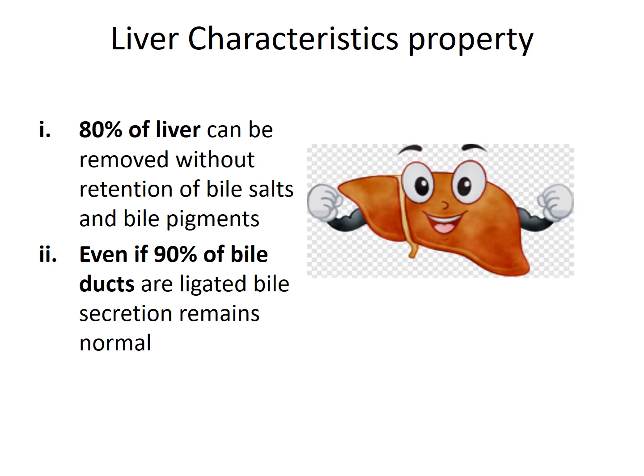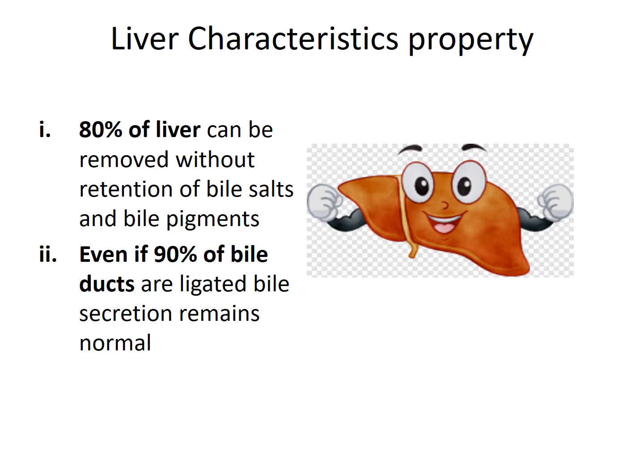Properties of the liver. 80% of the liver can be removed without the retention of bile salts and bile pigments. This is possible because the remaining healthy part of the liver, that is 20%, contributes to the processing of the bile salts and bile pigments. Therefore, these are not retained within the liver. Similarly, when 90% of the bile ducts are ligated, bile secretion tends to remain normal.